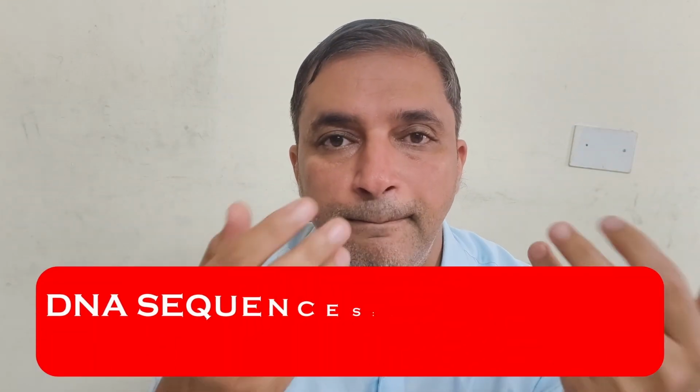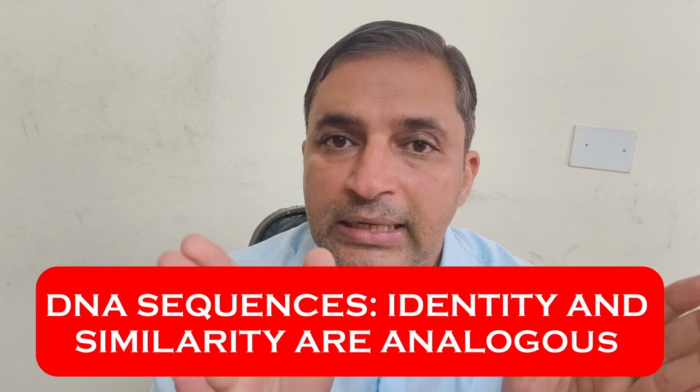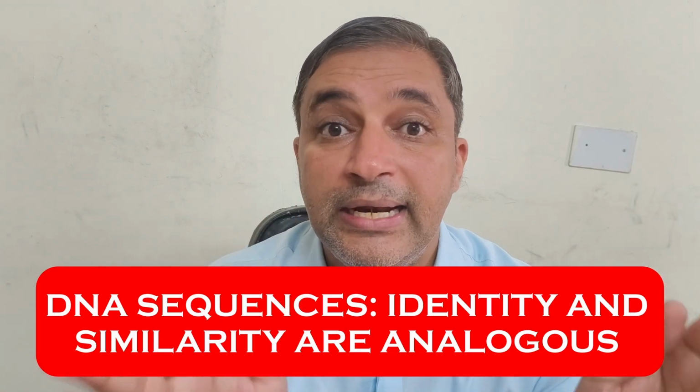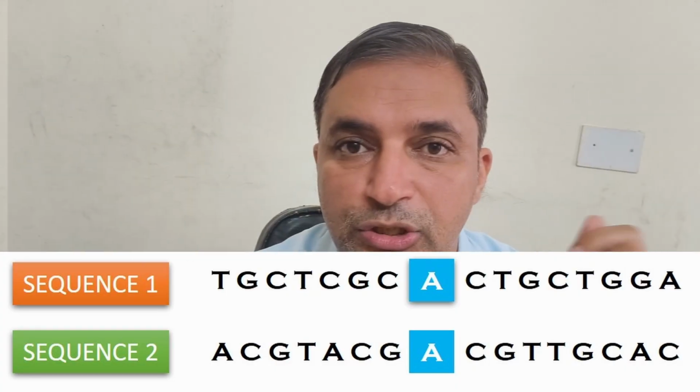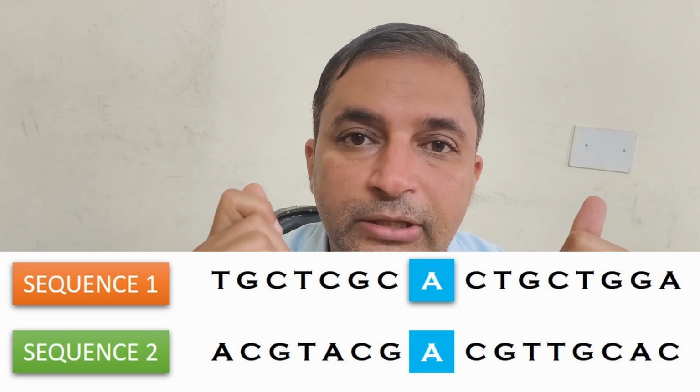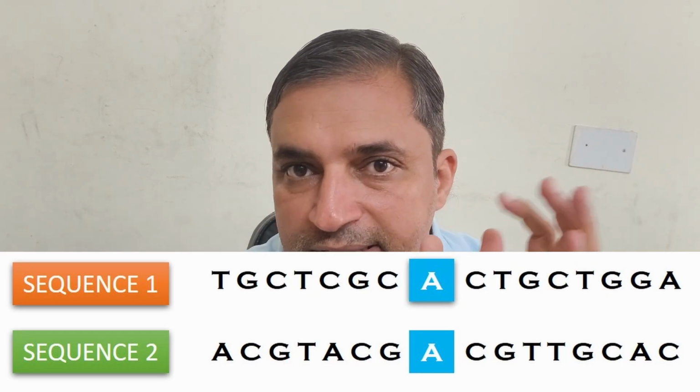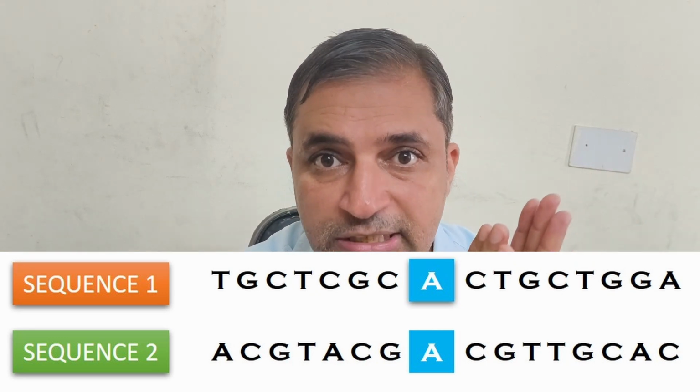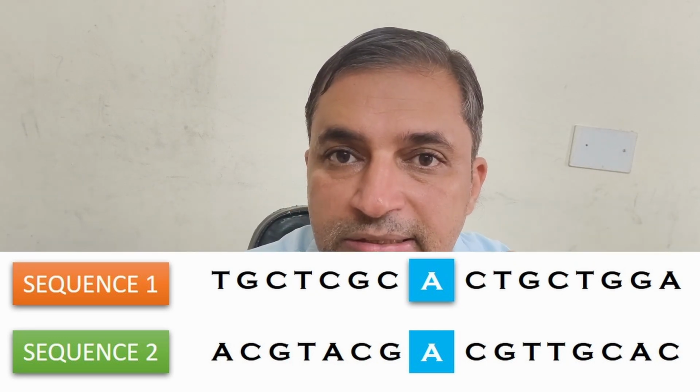Let's move forward. We need to understand terms like identity and similarity, which are treated as different when we compare DNA sequences or protein sequences. When we are comparing DNA sequences, the terms identity and similarity are analogous to each other. As you can see on your screen, when we are comparing these two DNA sequences, at certain positions the A matches with A, as you can see here. It is said that the two sequences are identical as well as similar to each other.